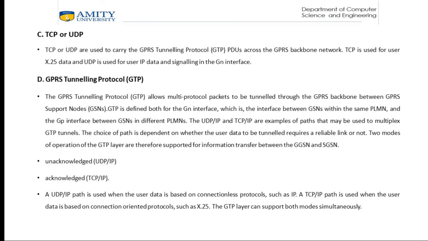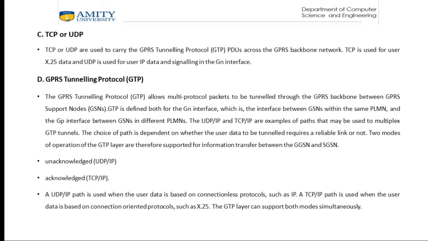Next is the GPRS Tunneling Protocol, or the GTP. These are the protocols which are responsible for communication between the GPRS systems. GTP allows multi-protocol packets to be tunneled through the GPRS backbone between GPRS support nodes, that is the GSNs. GTP is defined both for the Gn interface, which is the interface between GSNs within the same PLMN, and the Gp interface between GSNs in different PLMNs.